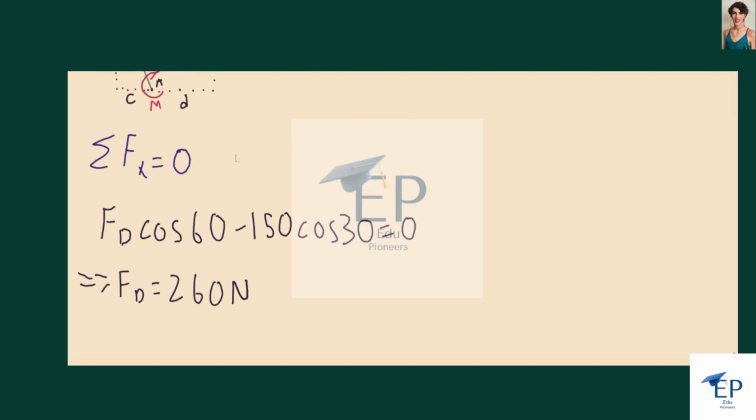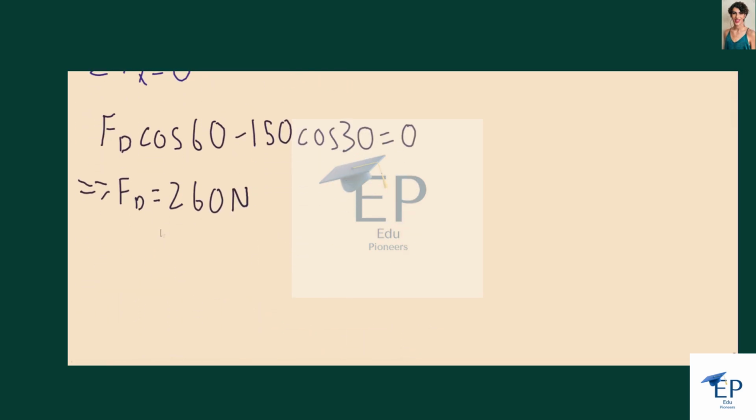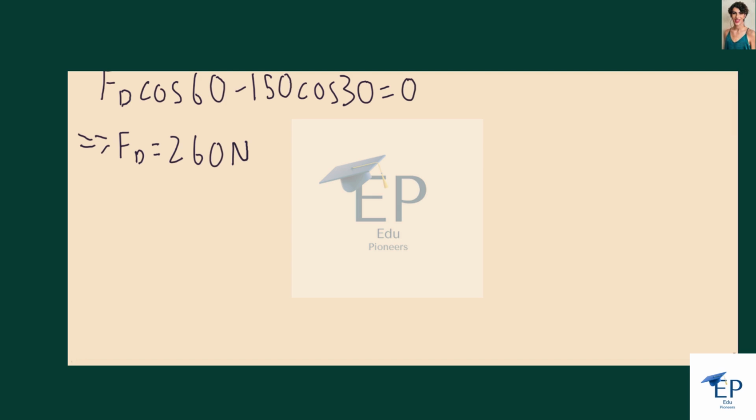So we're now going to look at our free body diagram and solve for the unknown lengths A, B, C, and D, which will help us to solve for the required moment. So from the free body diagram, we can say that A is going to be equal to 100 minus 80 times the cosine of 30, and this will give us a length of 30.72 millimeters.